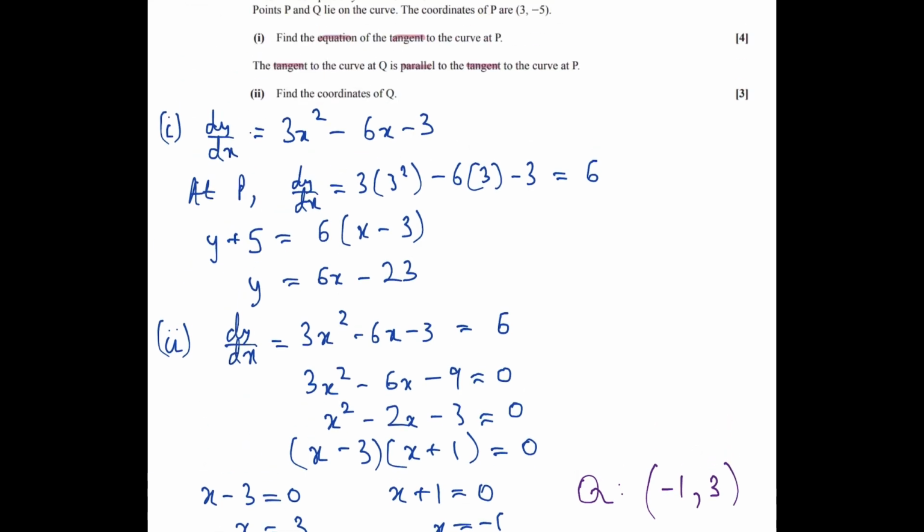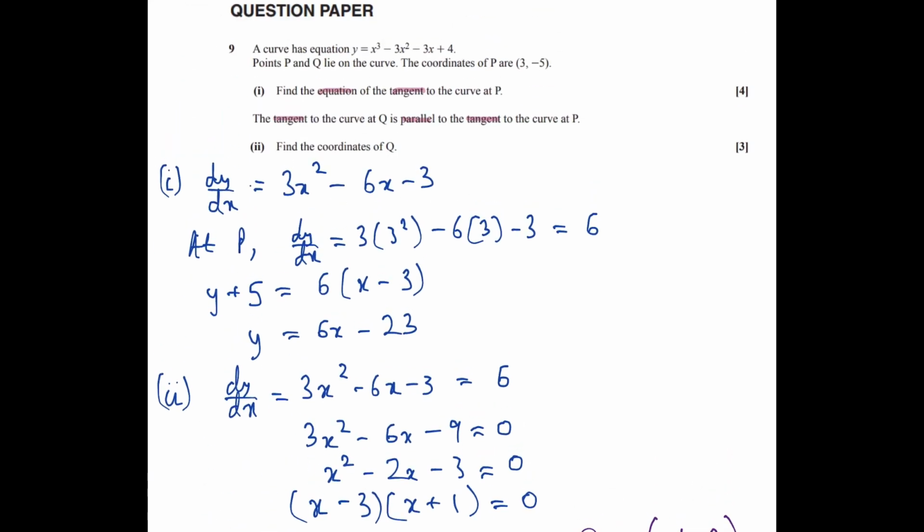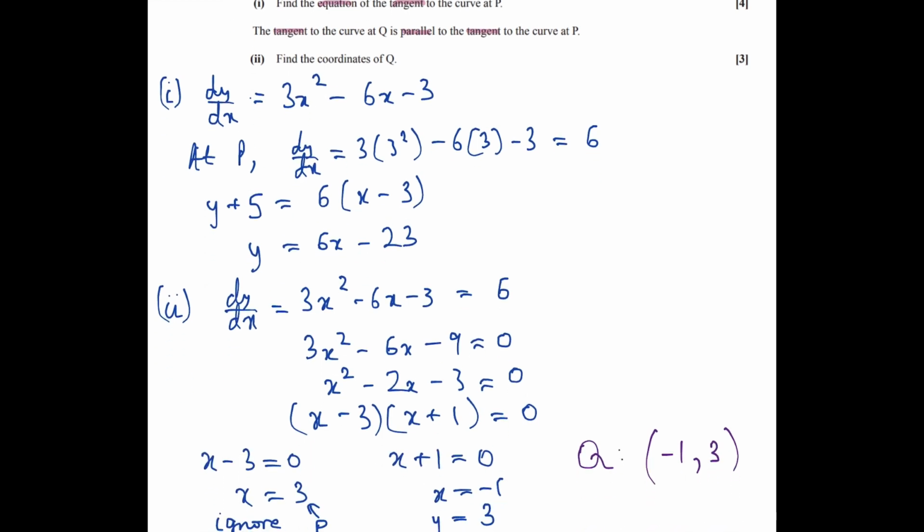Now I think the important bit here in this part is the parallel to the tangent bit. So when two lines are parallel, they have equal gradient, which is why I equated our gradient function to 6. Because we know that the gradient of the tangent at P is equal to 6. So we can just simply equate them and solve to find our x and y values.